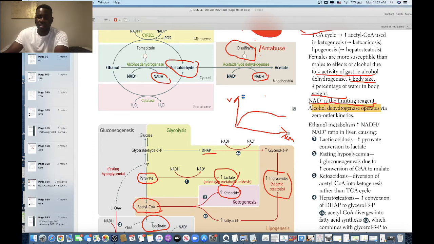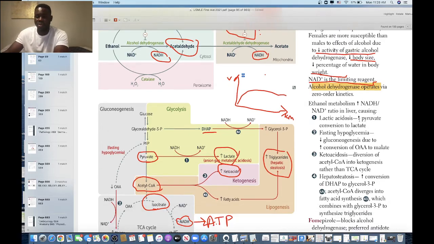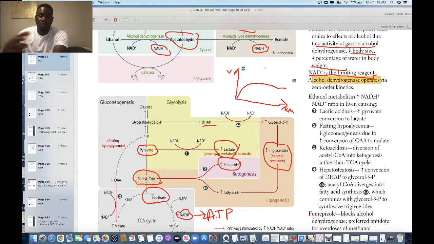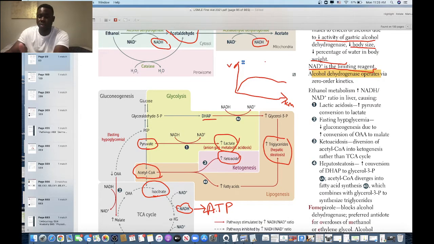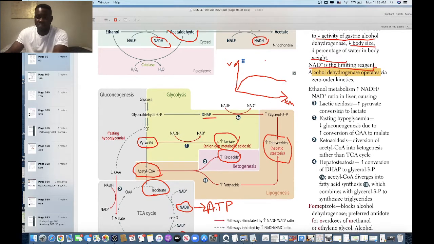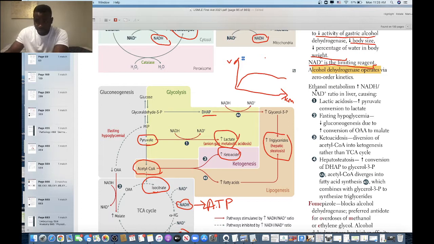You see that as the substrate increases, the velocity has plateaued over here. So that is zero order kinetic. This is how the graph will always look for zero order kinetic, so take note of that. When we come to that part of biochemistry, I will talk more about that. This also has to do with pattern recognition. When you see it, you must just know it straight away. That's how NBME is, and they love to test that concept.